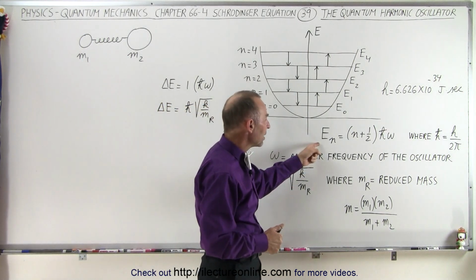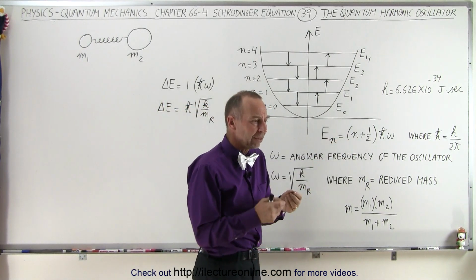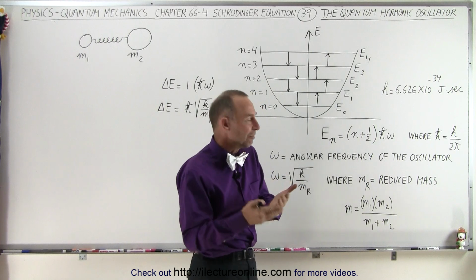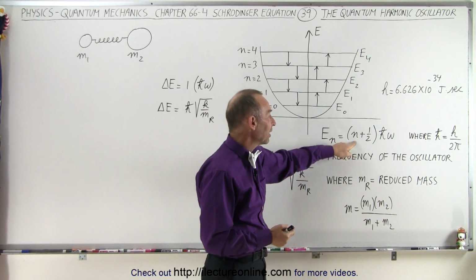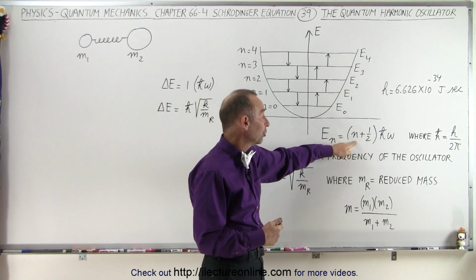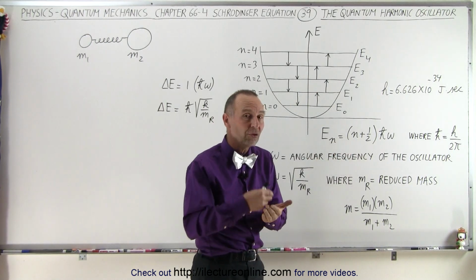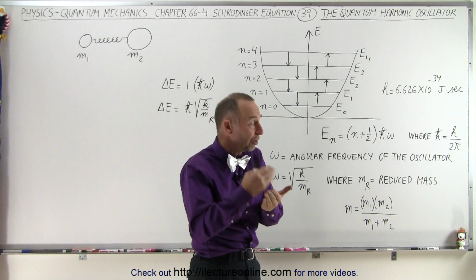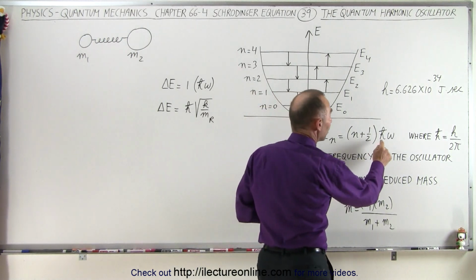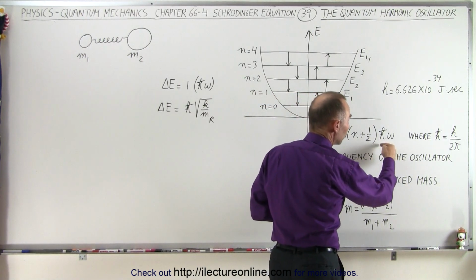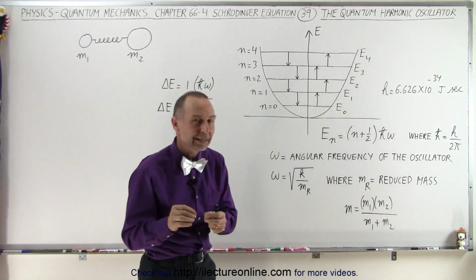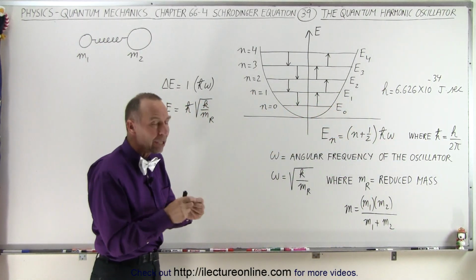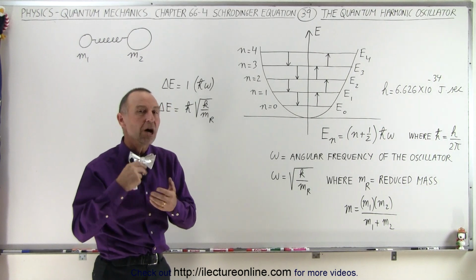Now notice that here, n plus a half, well, that's an integer plus a half. So n can be 0, so in that case, this would be 1/2. n can be 1, then it would be 1.5. n could be 2, it's 2.5. So it's an integer number starting from 0 plus a half times Planck's constant divided by 2 pi, which is just a constant, and times omega. Now omega is defined by the angular frequency of the oscillator.